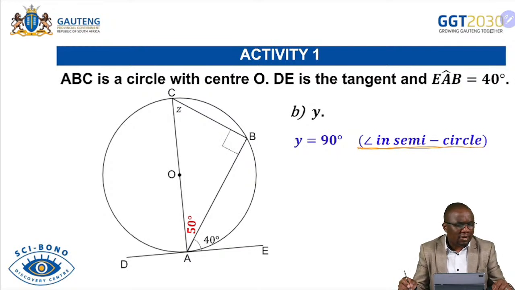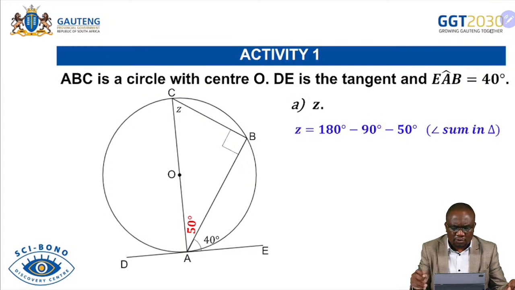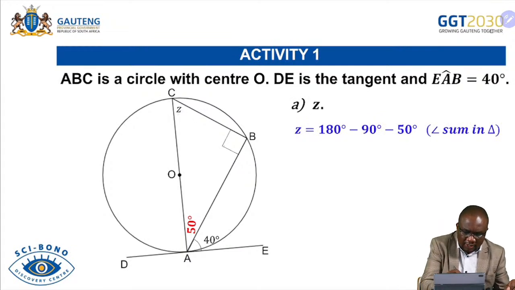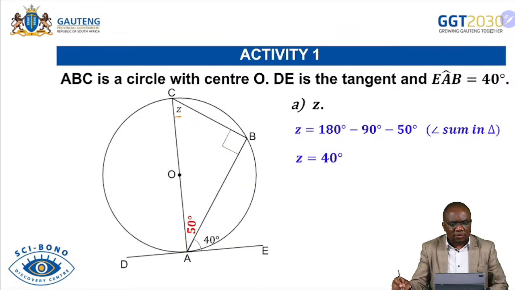And then what about Z? There are angles in a triangle here. We got this one 90, and we want Z. So Z is going to be 180 degrees minus 90 minus 50, which is 40 degrees. So Z is 40 degrees, okay?